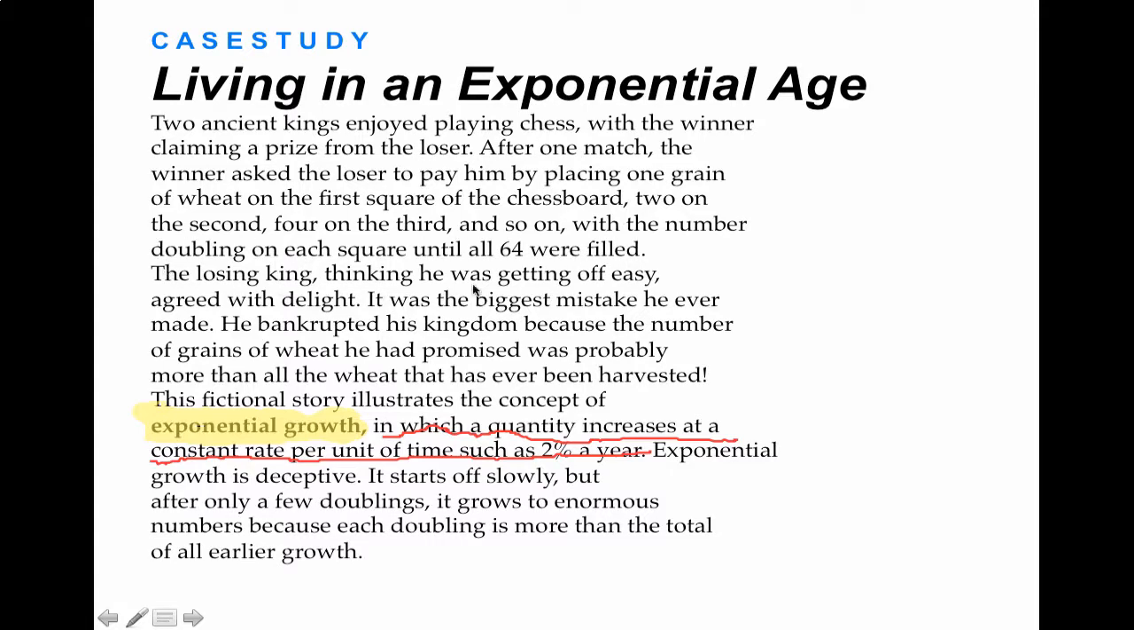The losing king, thinking he was getting off easy, agreed with delight. It was the biggest mistake he ever made. He bankrupted his kingdom because the number of grains of wheat he had promised was probably more than all of the wheat that has ever been harvested.